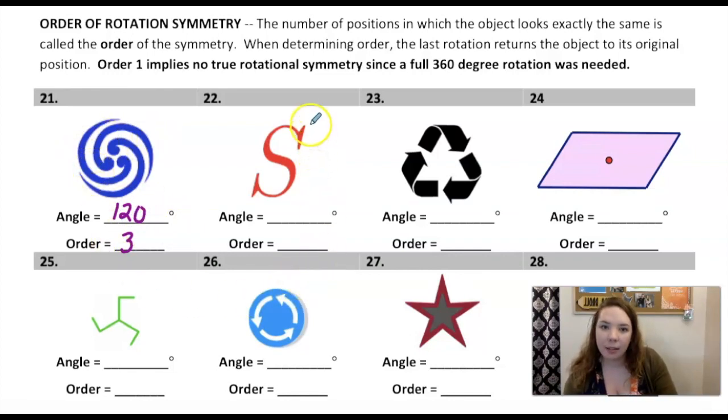For our S, I think it would match up if I rotated about halfway around. So it has an order of 2, and then 360 divided by 2 is 180.